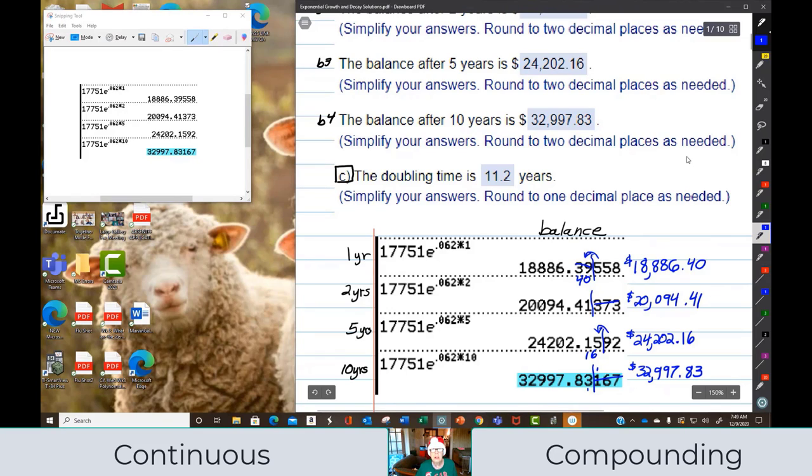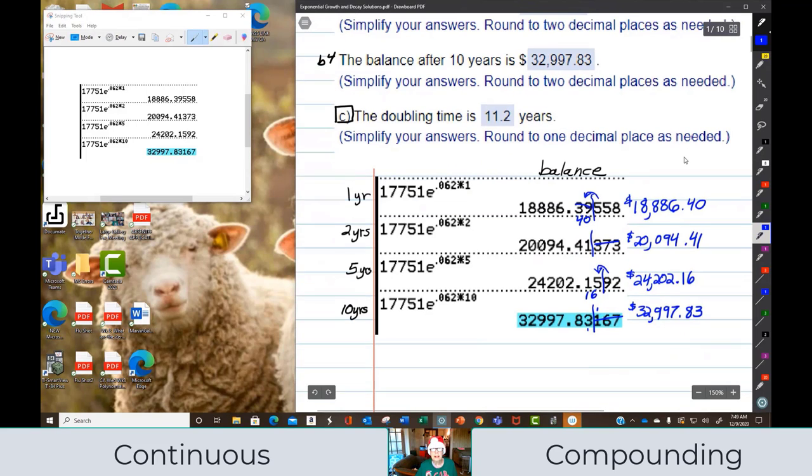Remember, e is just a number. All right, now we're going to talk about doubling time, and that's a very important concept in banking. Actually, in just about anything that deals with exponential growth.